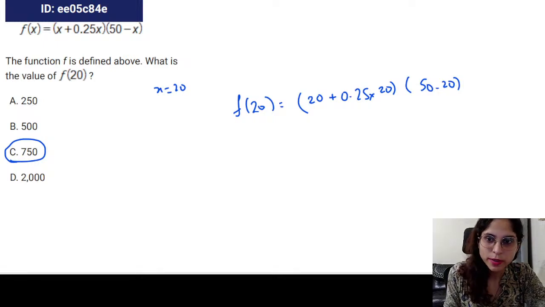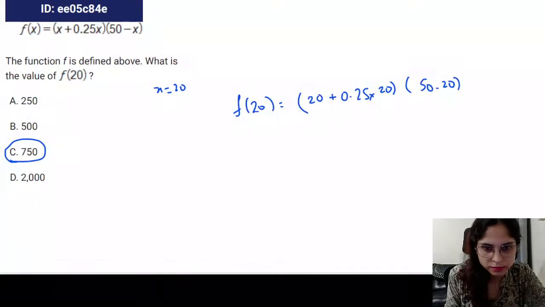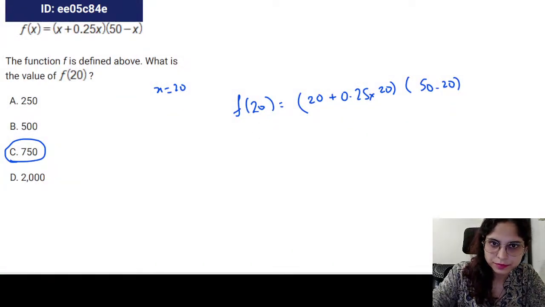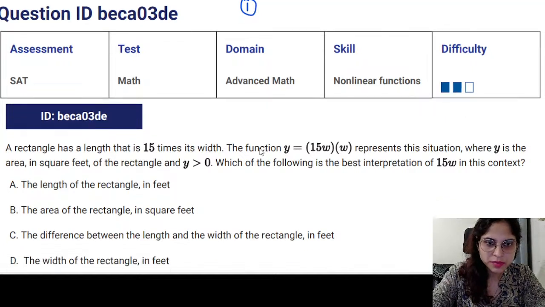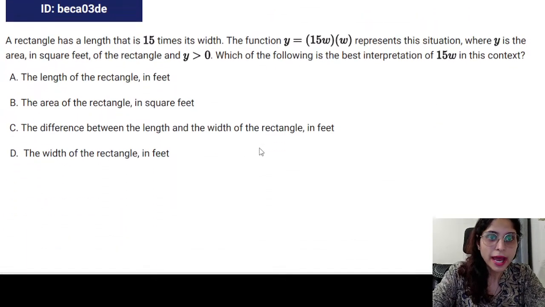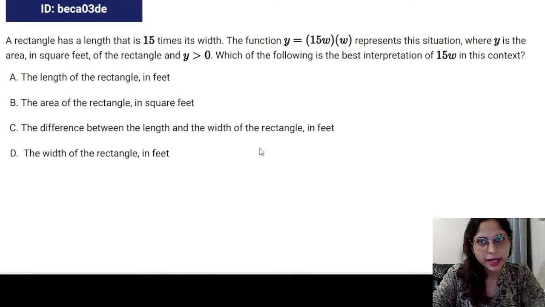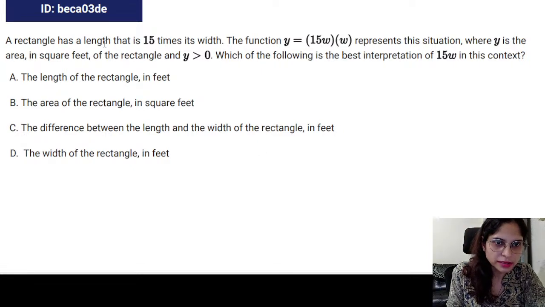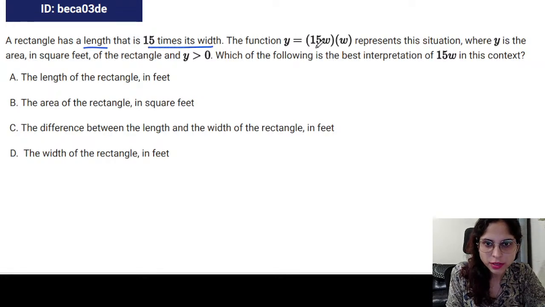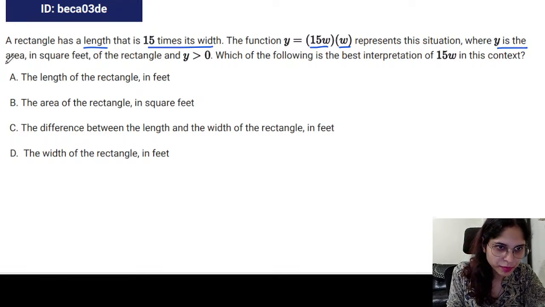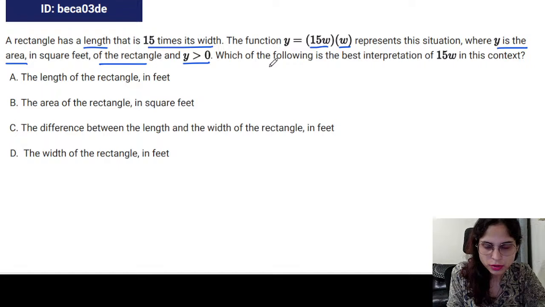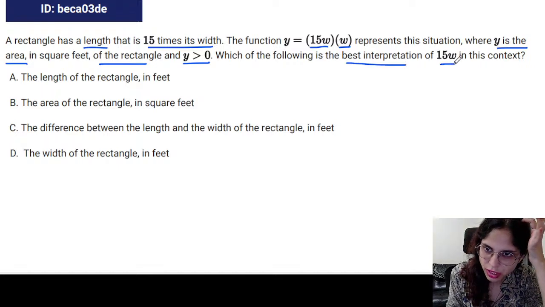So the first medium question is question number 1 only. This one is medium and this is quadratics, and this is your area problem, area of a rectangle. That is also your quadratic word problem. So over here a rectangle has a length that is 15 times its width. The function y equals 15w times w represents a situation where y is the area of the rectangle and y is greater than 0. Which of the following is the best interpretation of 15w in this context?